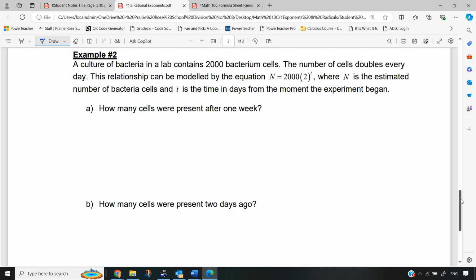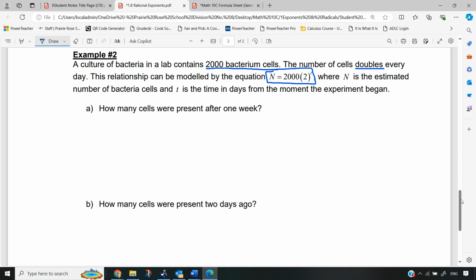In grade 10, a lot of the times these formulas are given to you, but as we move on to other levels in high school math, you're going to be asked to build these equations yourself. So the sooner you can start to recognize those patterns, the easier it will help you as you move forward in math. Example 2 says a culture of bacteria in a lab contains 2,000 bacterium cells. The number of cells doubles every day. The relationship can be modeled by the equation n equals 2,000 times 2 to the t.